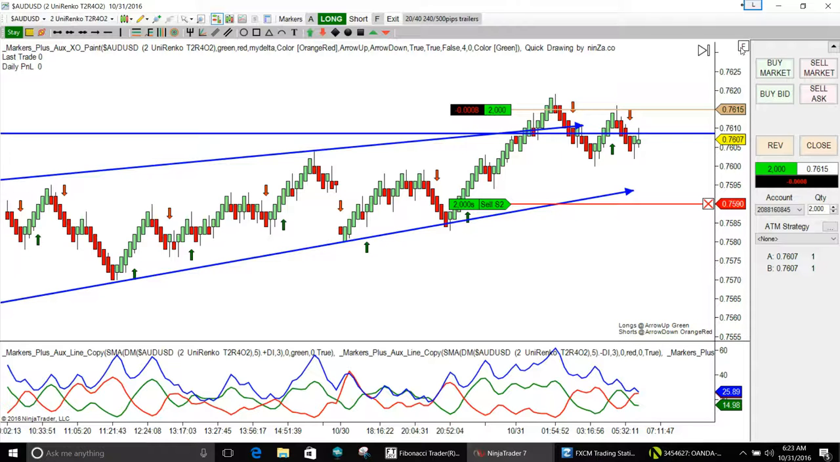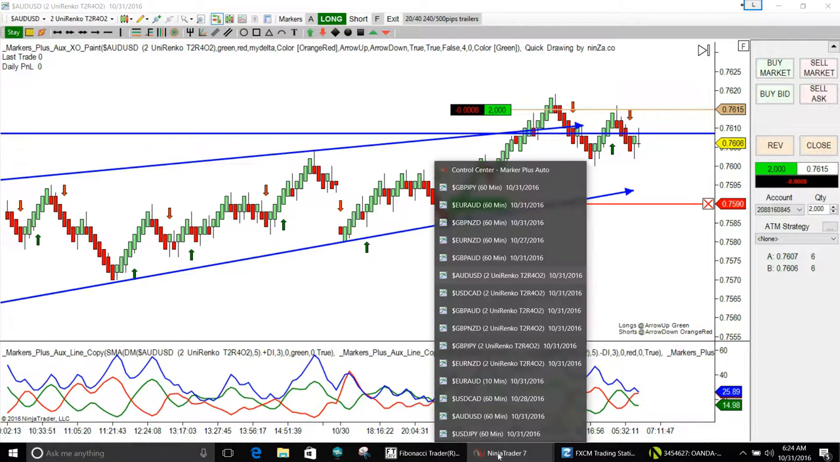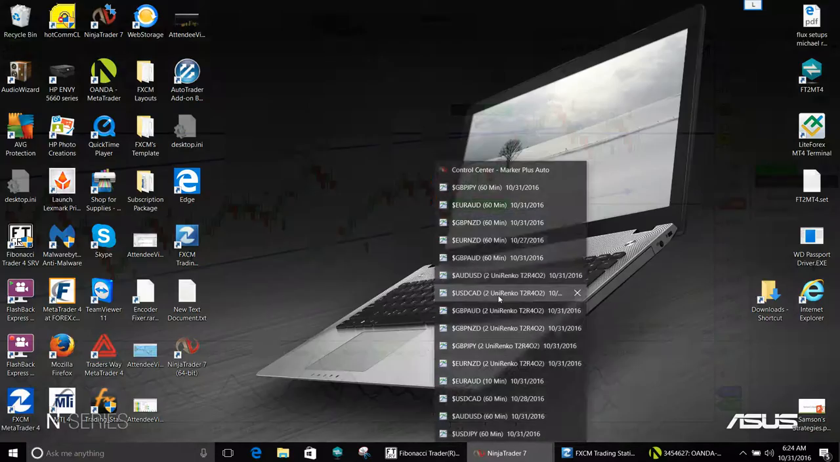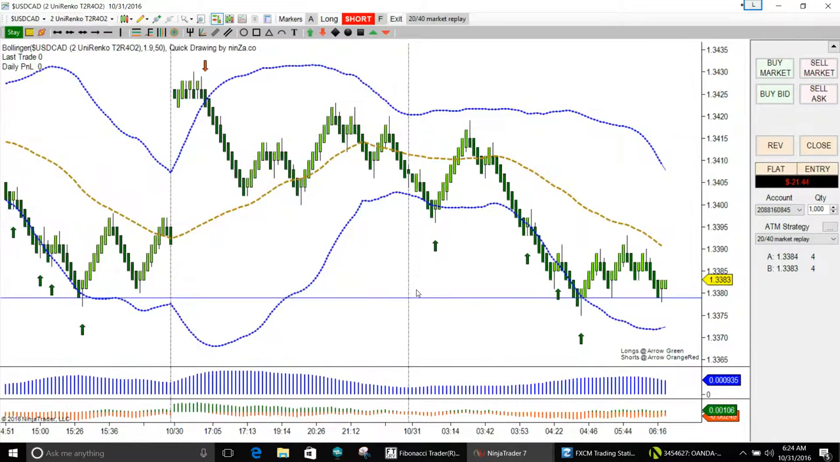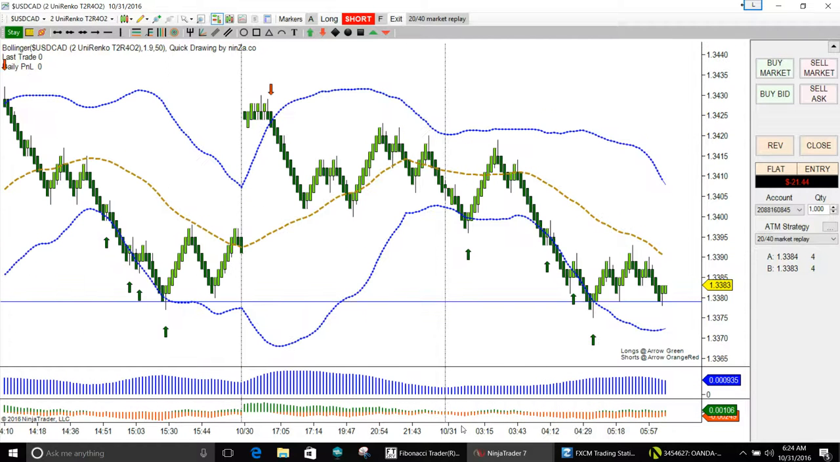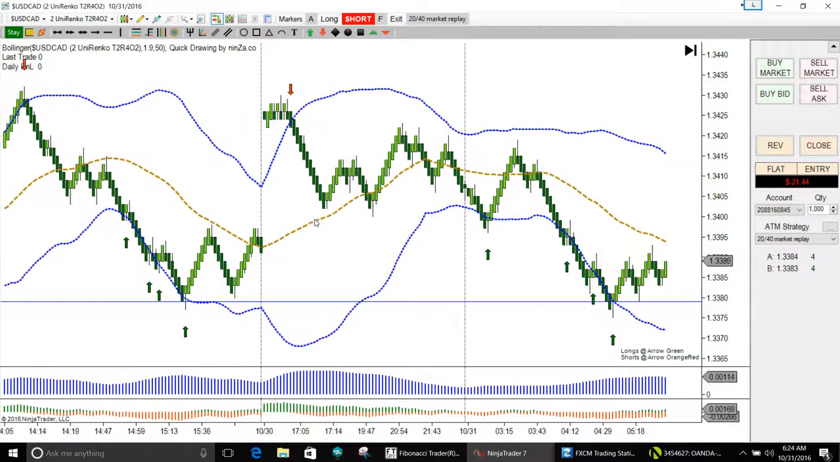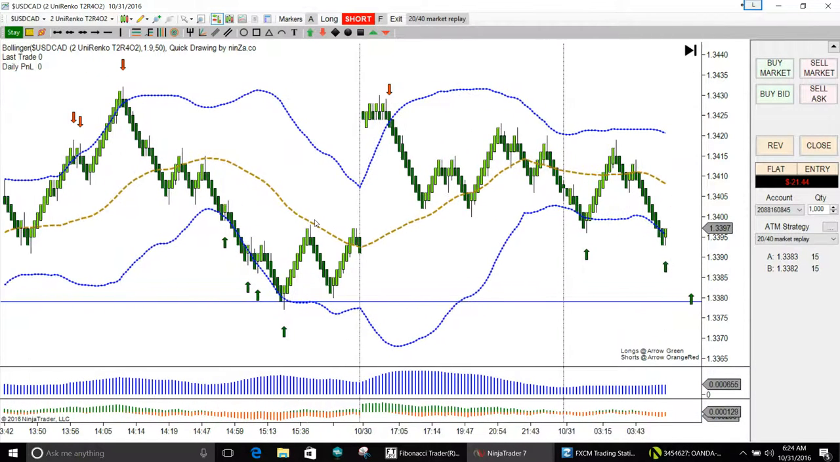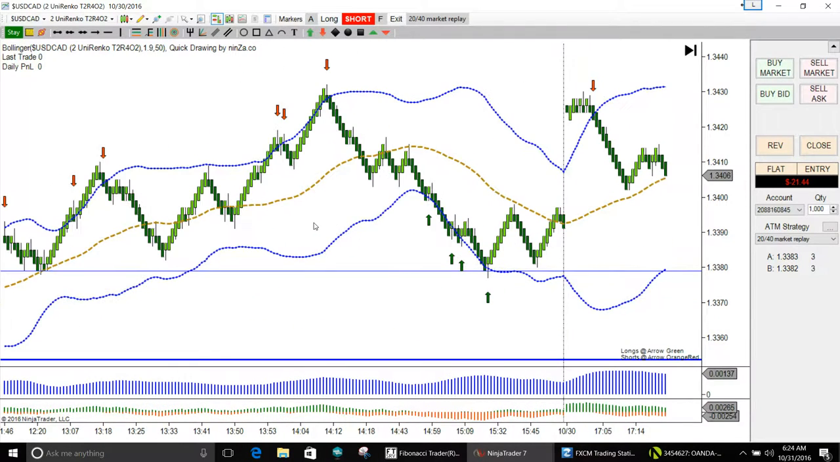This one did pretty well last week, like I said, when I was preparing, updating my stuff. Okay, and I have one for the Canadian with a small range. So when the Canadian, it's a Bollinger Band setup, and what it does is it auto trades too.